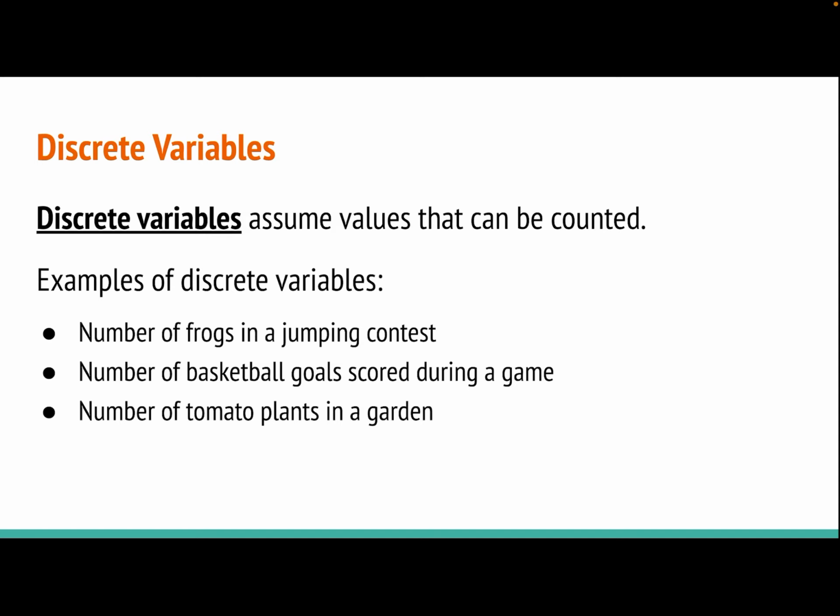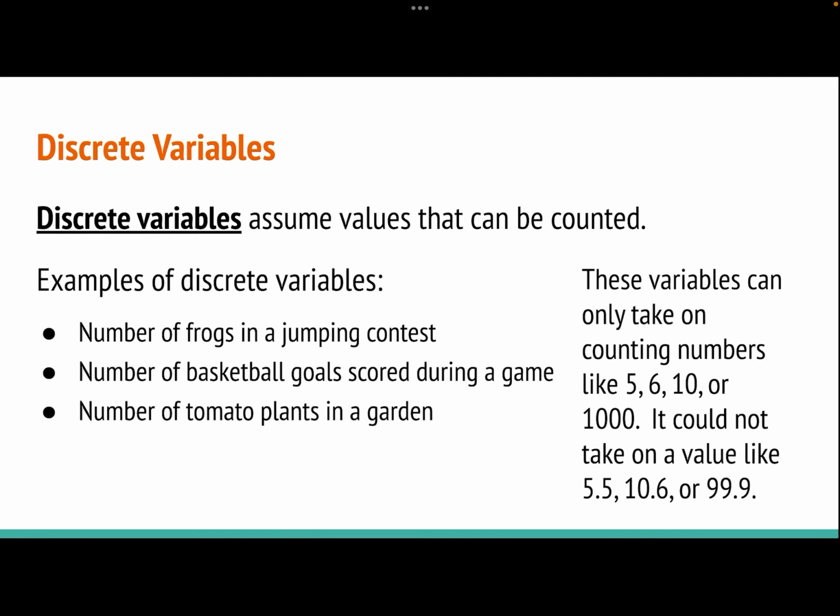The number of basketball goals scored during a game. You either score 1 basket, 2 baskets, no baskets, 10 baskets, and so on. You can't score anything in between those numbers. And then we have the number of tomato plants in a garden. So again, you either have 1 plant, you have 2 plants, 3 plants, and so on. So these variables only can take on counting numbers such as 5, 6, 10, or even 1,000. Any type of counting number, but you could not take on some value that's a decimal. So 5.5, 10.6, and 99.9, and again, no decimal values.